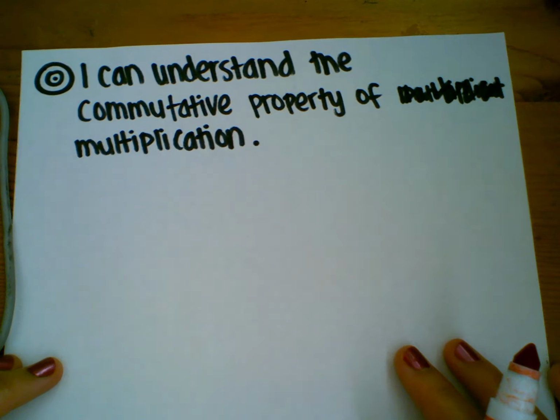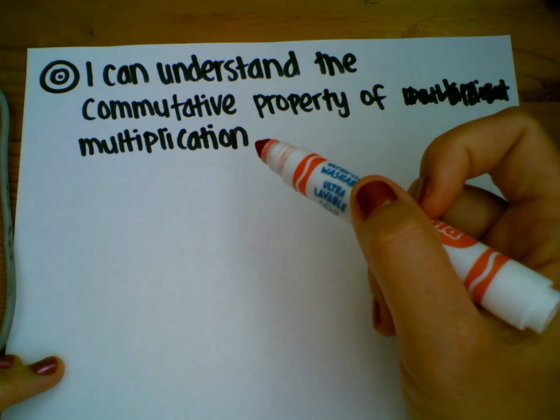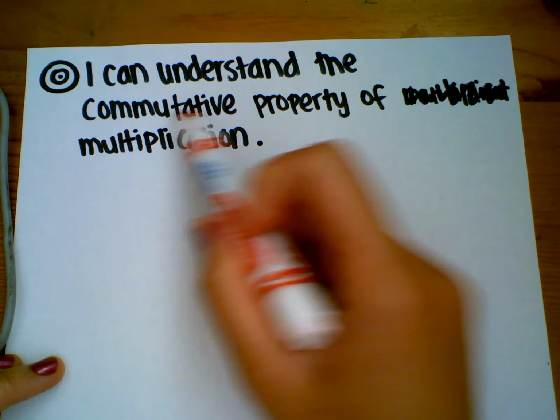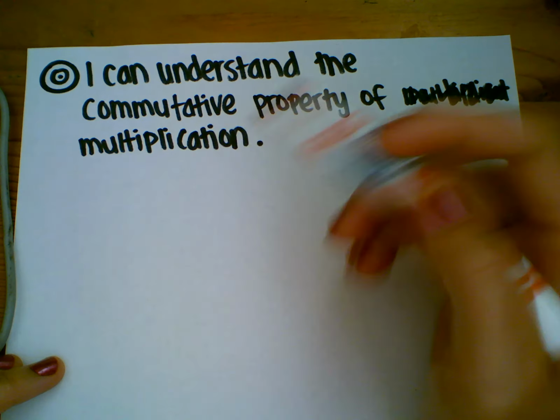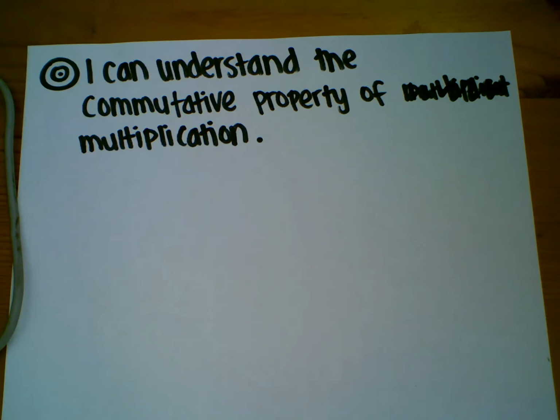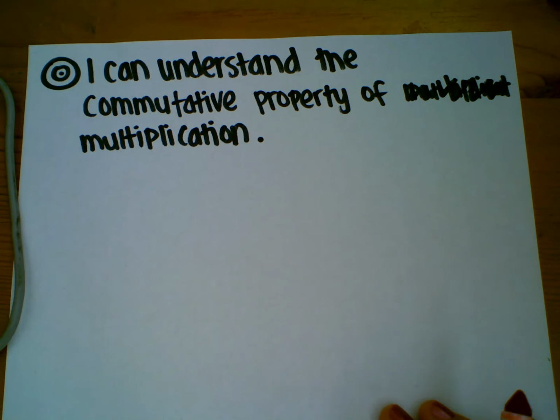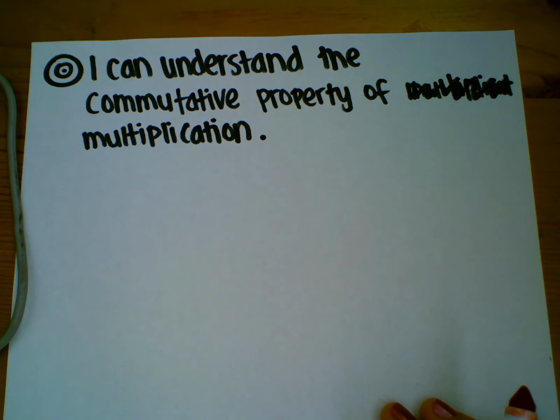Alrighty, crew, we're going to do our learning target first. So for this math lesson, it's I can understand the commutative property of multiplication. We're going to be using arrays. So I want you to take out a piece of white paper. And on your white paper, we're going to draw our arrays.